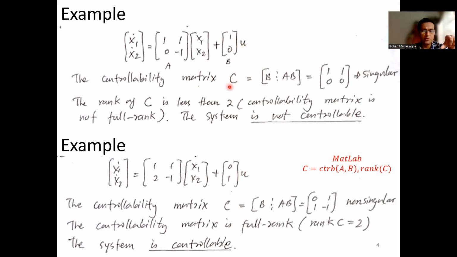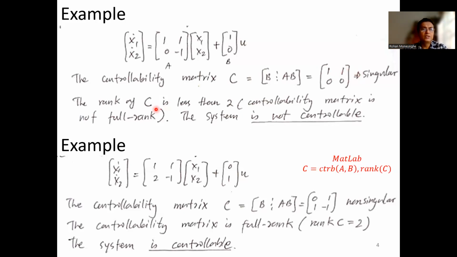Now you know what you're supposed to do. You get the controllability matrix C, which in this case is B and AB. B is the first column, AB is the second column. So B is 1, 0, you write it over here. The second column is AB, multiply A and B, then you get 1, 0 again. This is a singular matrix because the first row and second row are linearly dependent. If you take the first row and add the second row to it, you get the first row back. So they are dependent, right?